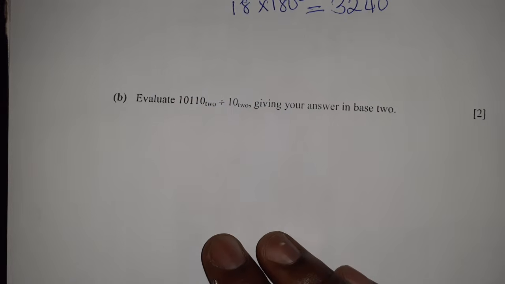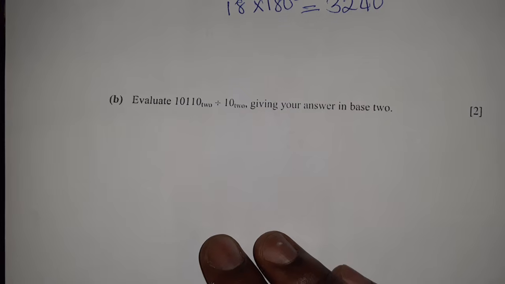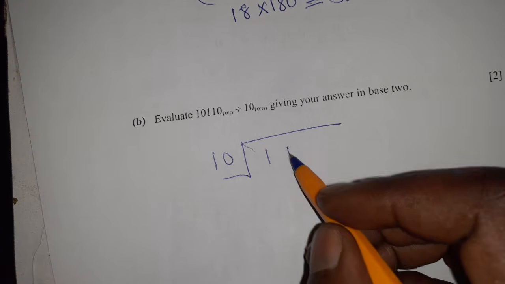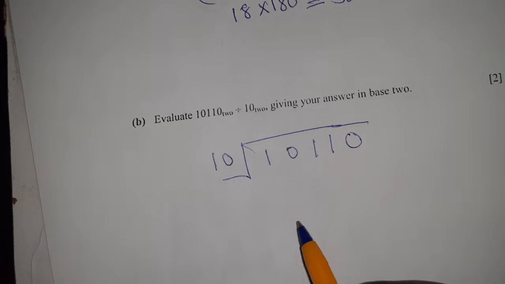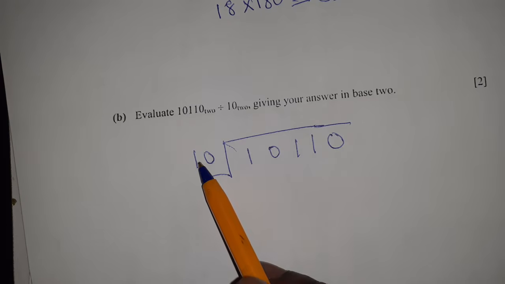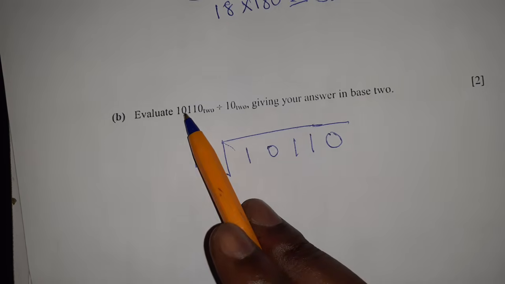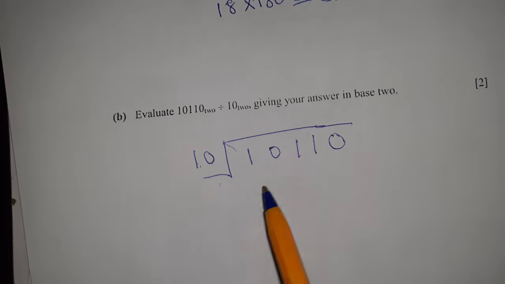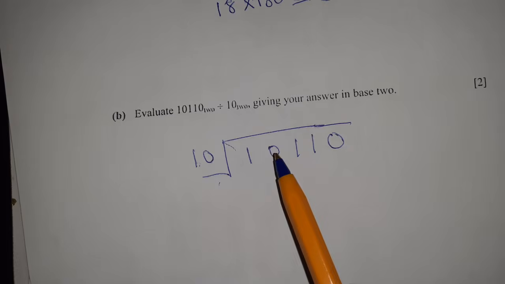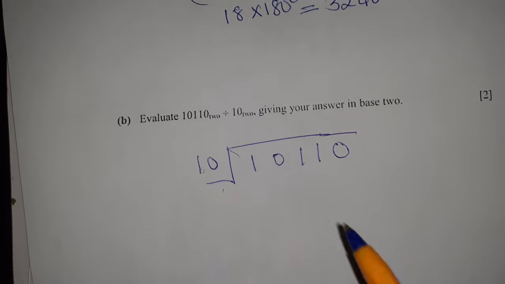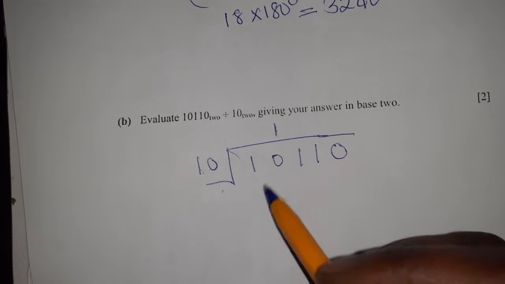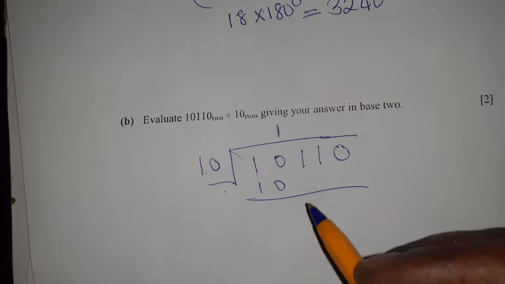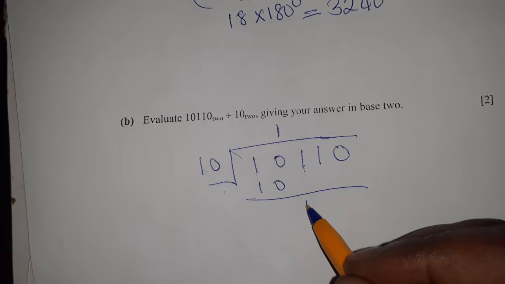We have another question that we're supposed to look at, which is division of number bases. Now we have 10110 divided by 10. We can start from: 10 into 1, it can't. 10 into 10, it can. How many times? 1. We multiply, and when we subtract we get 0 here. So we bring this one down here.